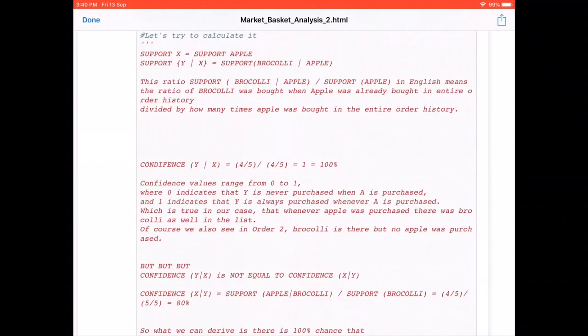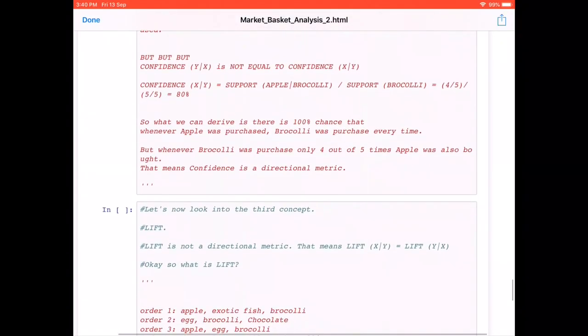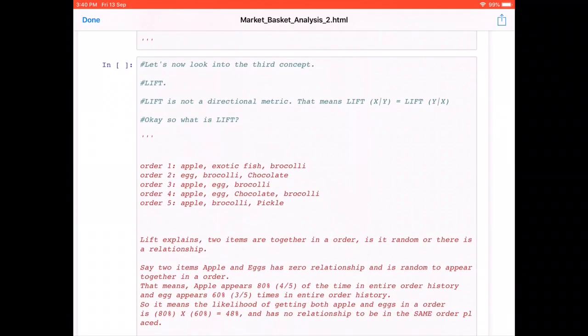So what is the chance that I have bought broccoli, and then what is the chance that I'll be buying apple as well? Those are two directional and different things. Okay, and confidence will lie between 0 and 1. So the third concept is lift. Lift, unlike confidence, is not a directional metric.